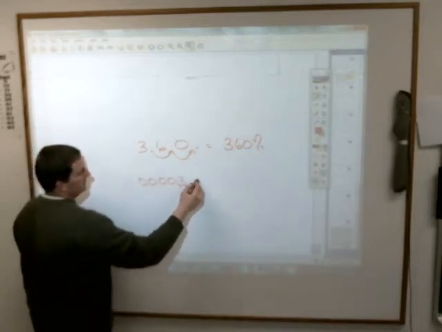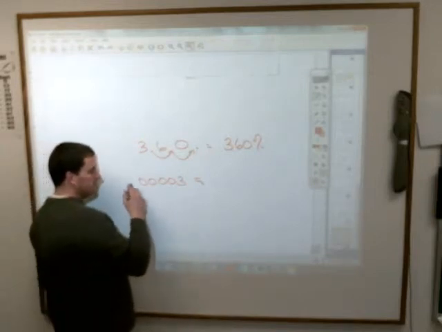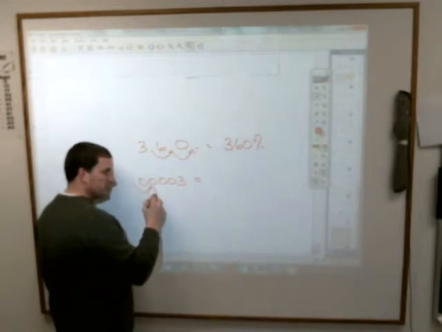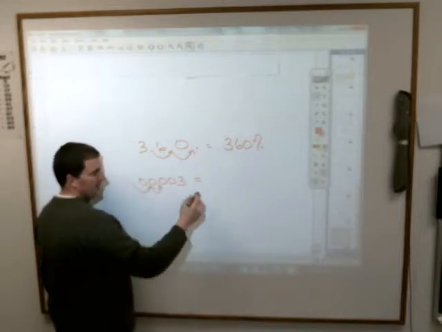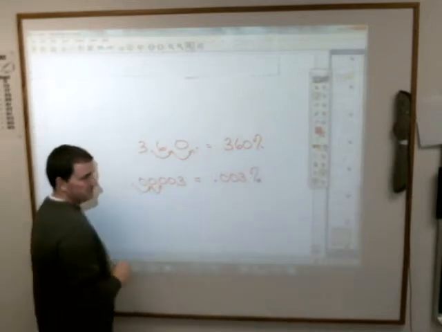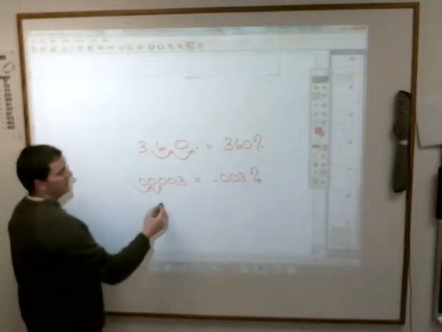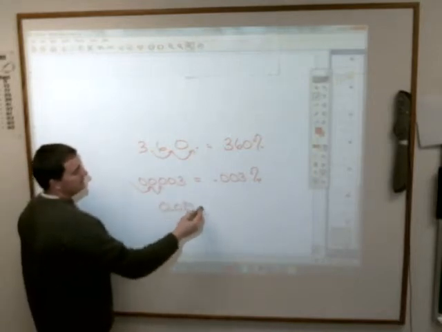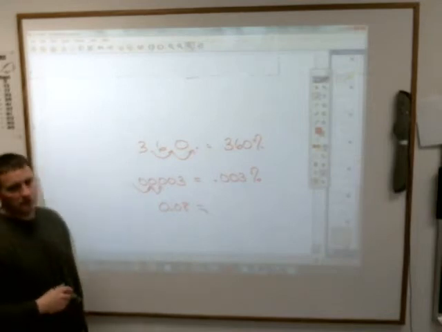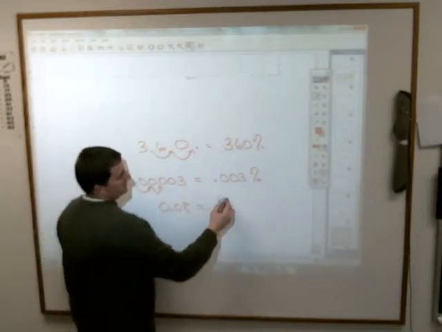Or this, what if I have 0.00003? What percent would that be? By the way, that's a very, very small sort of number there. Jacob? 30%. No, move the decimal 2 places to the right. It is 0.003%. Follow the rules. 0.08. What percent is 0.08 without thinking? It is, Grace. 8%.